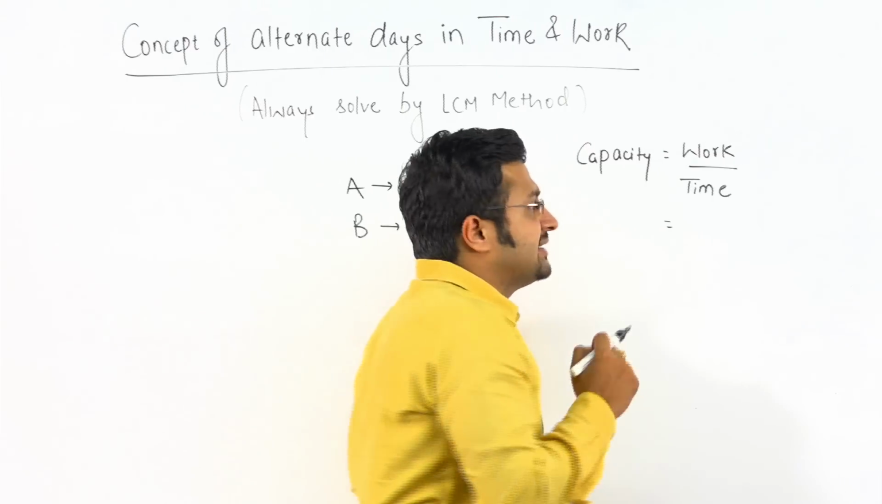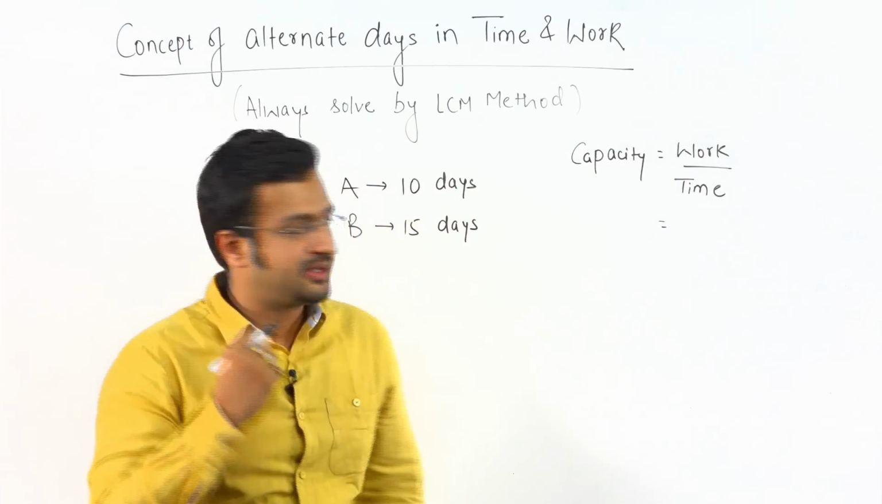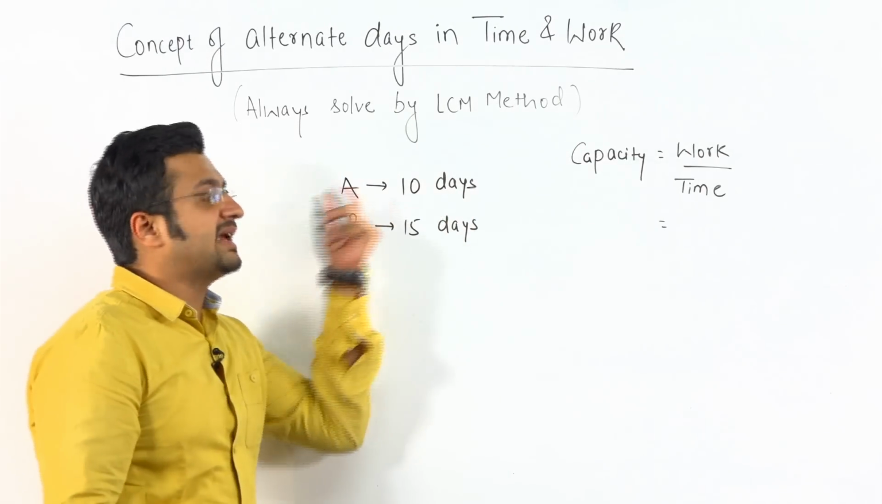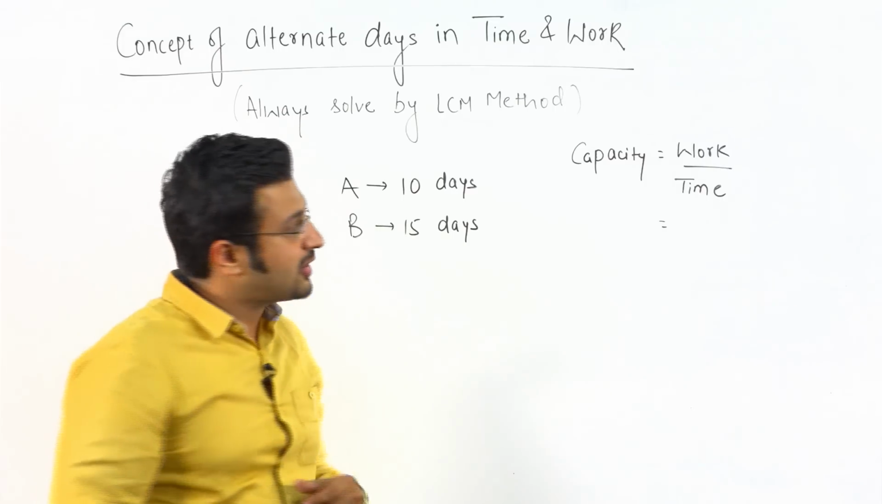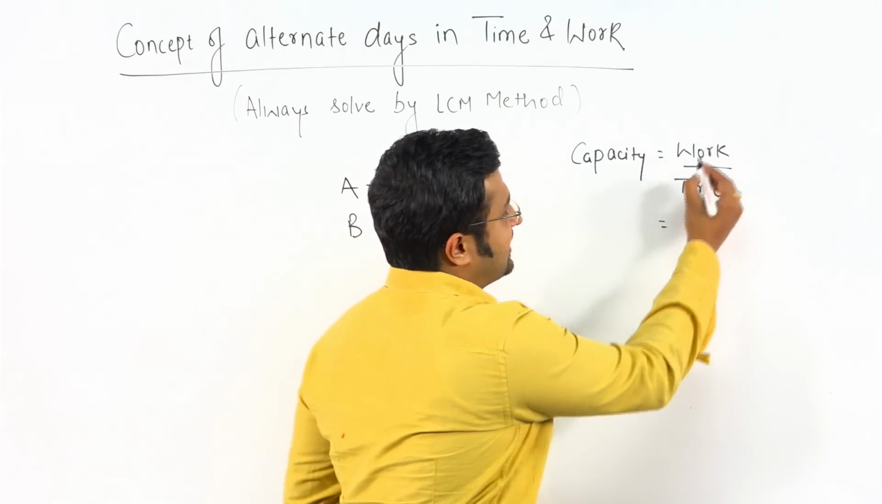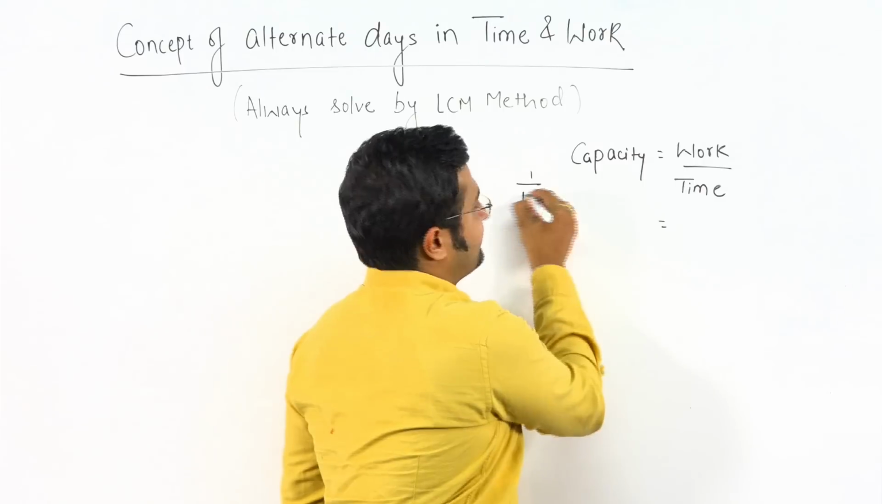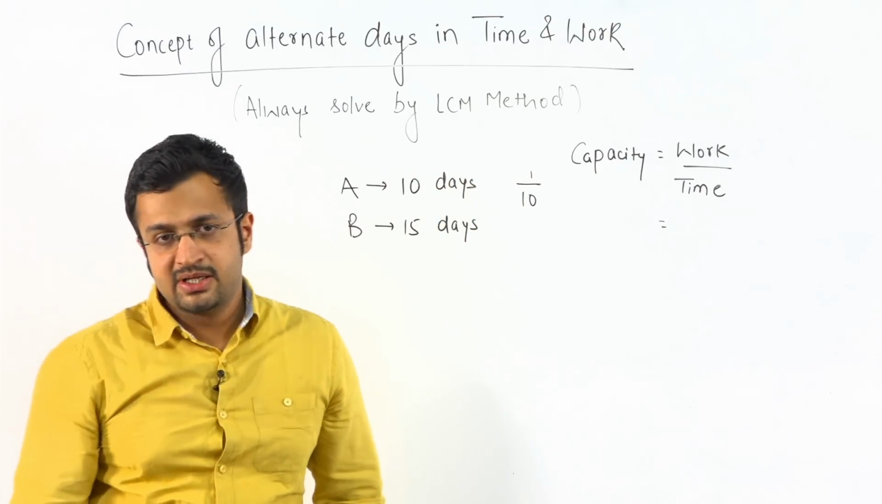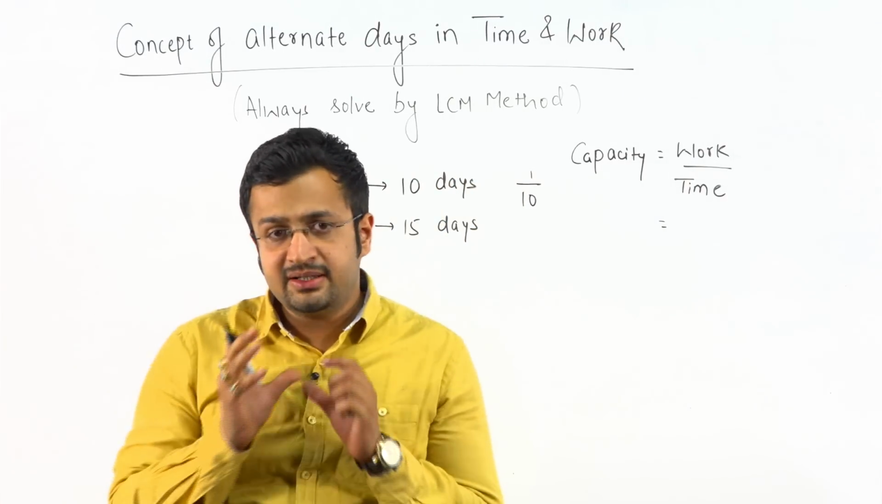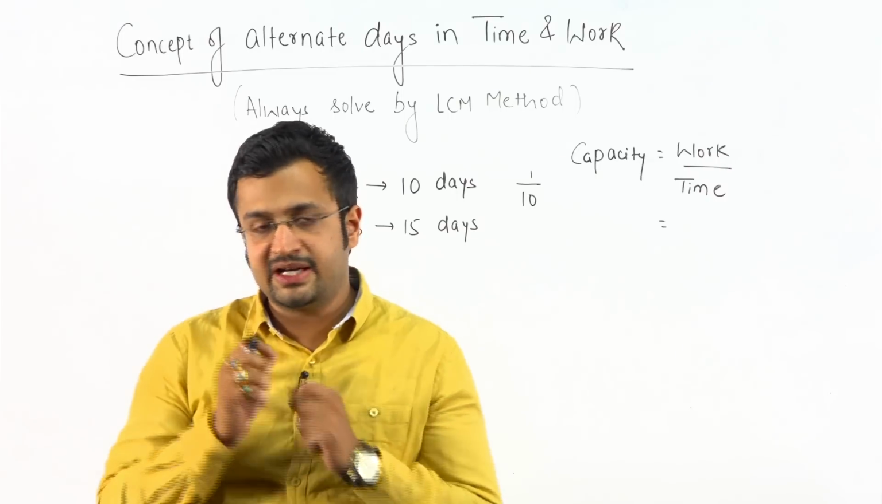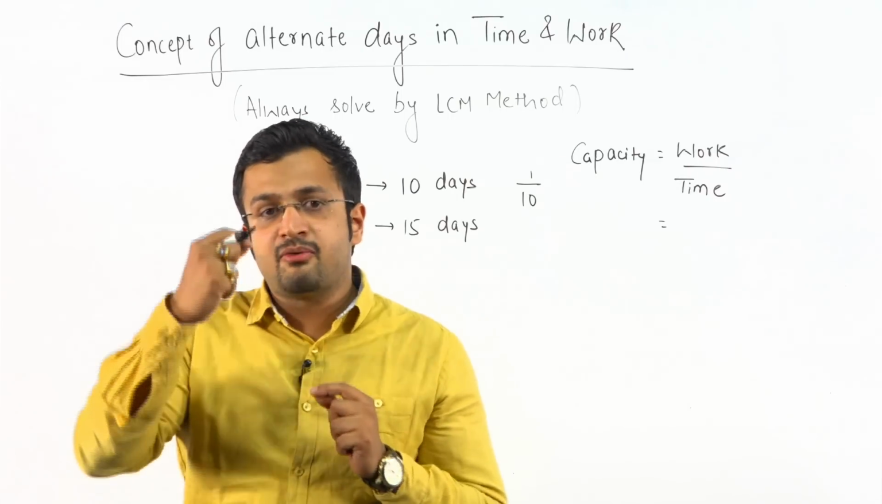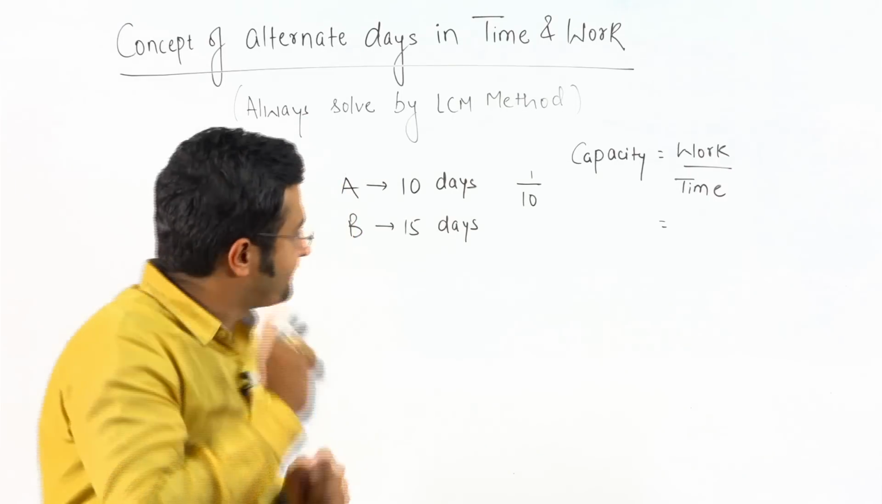If work is not given, what do we assume? Usually 1. So if a person completes the work in 10 days and the work is 1, what is the capacity of the person? We can say the capacity of this person is 1 by 10, work upon time. That means if he is completing the whole work in 10 days, he is completing 1/10 of the work in 1 day.